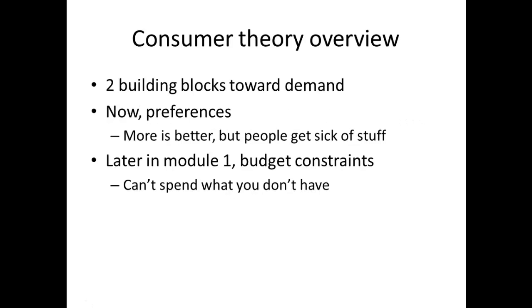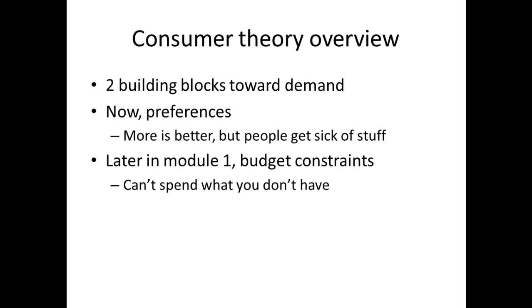First, a little overview of consumer theory. We really have two major building blocks toward demand, which is going to be the outcome of this whole theory. We'll start with preferences. The idea is kind of simple. More is better, that is, people would prefer more of stuff to less of stuff, but people get sick of stuff when they get a lot of it. That's in some sense the whole idea that gets this process going.